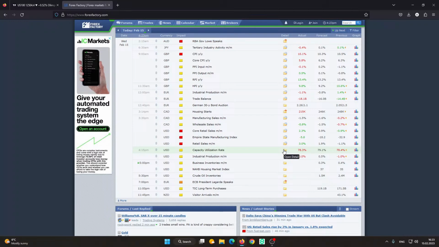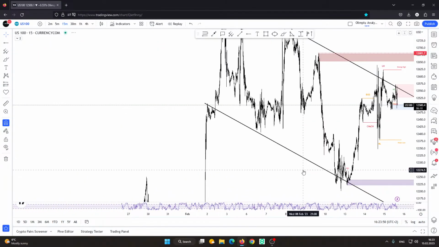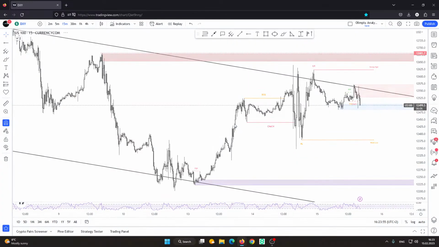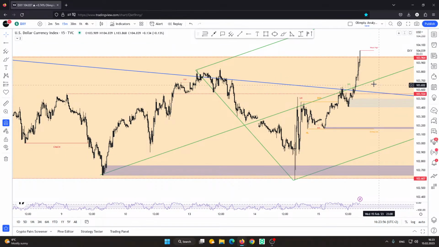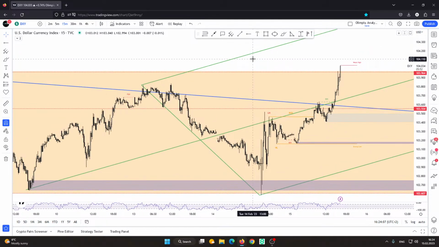Yeah, this is the thing, I've tried to answer your questions. So capacity utilization rate worse than expected compared to the previous reporting period. Industrial production also worse than expected. So yeah, probably I want to see that retreat here on the dollar index. Yeah, it has rallied, it has jumped above that former high, but I really want to see a retreat or an accumulation consolidation before I will go long on the US dollar.